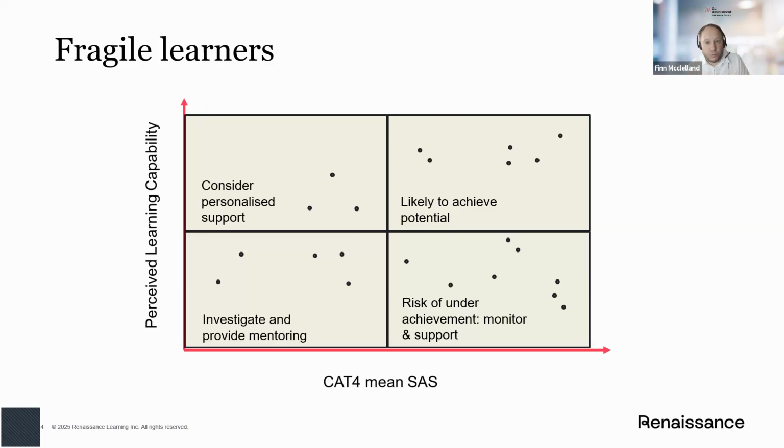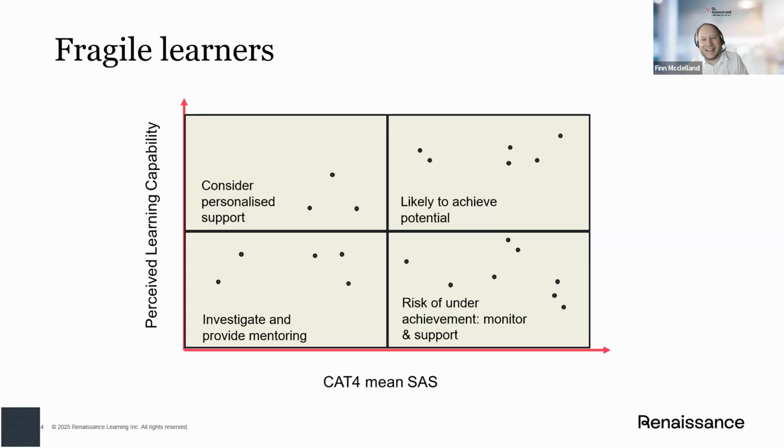Those with low scores for both, so students who have a below average mean SAS, but also a low perceived learning capability, they are undoubtedly going to benefit from very close mentoring support.